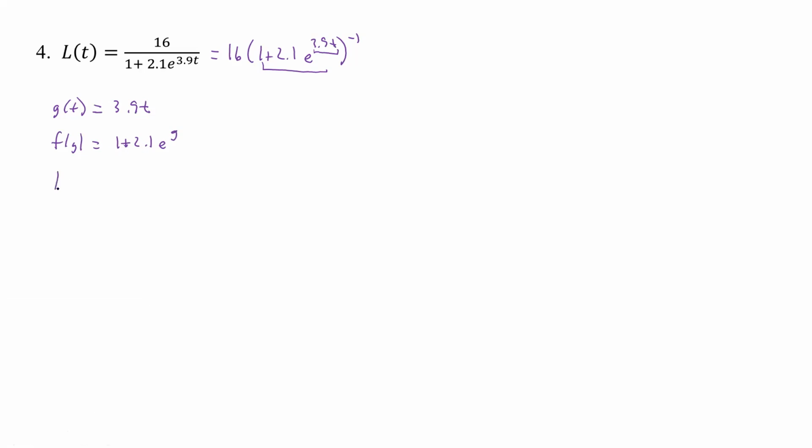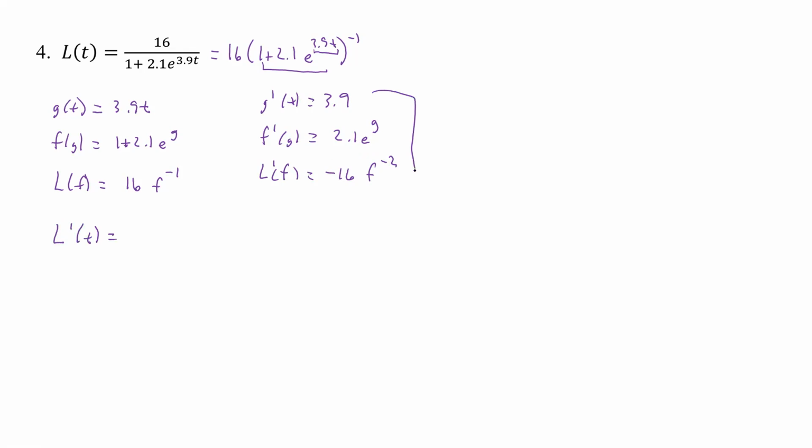And then maybe we could say L of f is equal to 16 times f to the negative 1, so we replace that with f. And those three, we can easily find the derivative. So g prime of t is equal to 3.9. f prime of g is 2.1 e to the g. And L prime of f is minus 16 f to the negative 2. So how do we find L prime of t? We just multiply all those together.